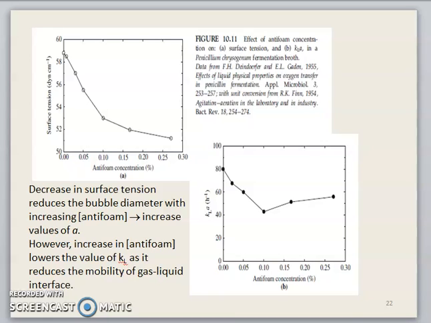These are the figures that show the effect of antifoam concentration on surface tension and KLA. Okay. So decreases in surface tension reduce the bubble diameter, and with increasing antifoam, it increases the values of A. However, an increase in antifoam concentration lowers the value of KL as it reduces the mobility of the gas-liquid interface.